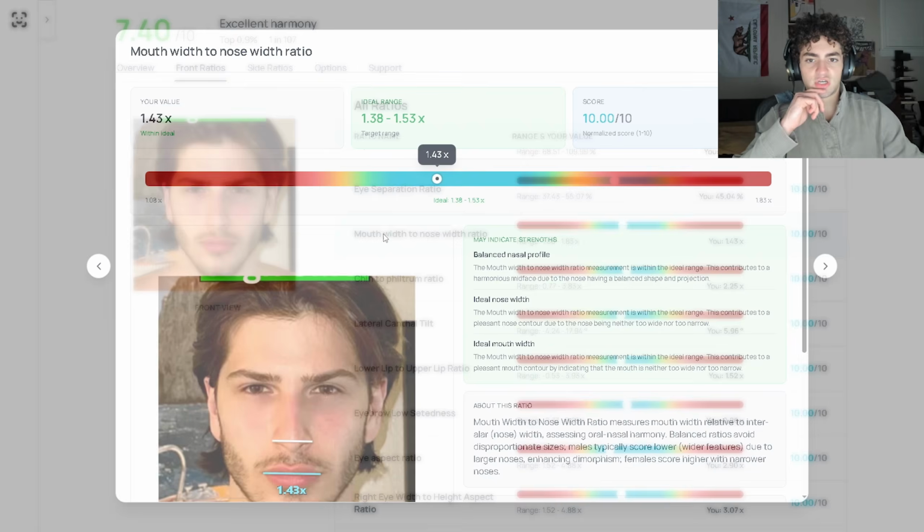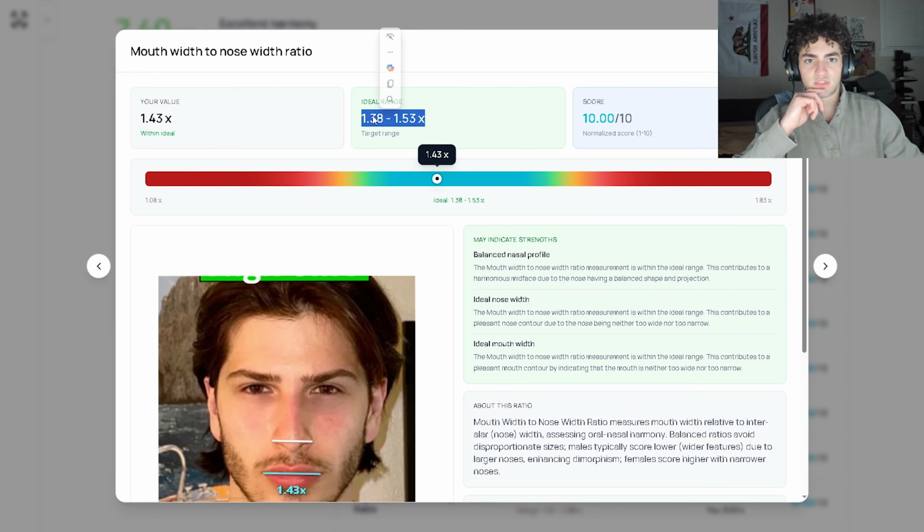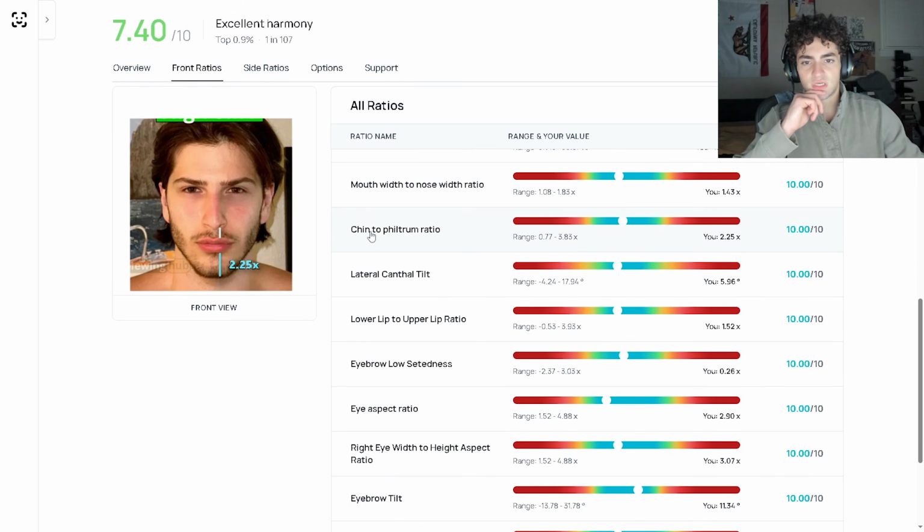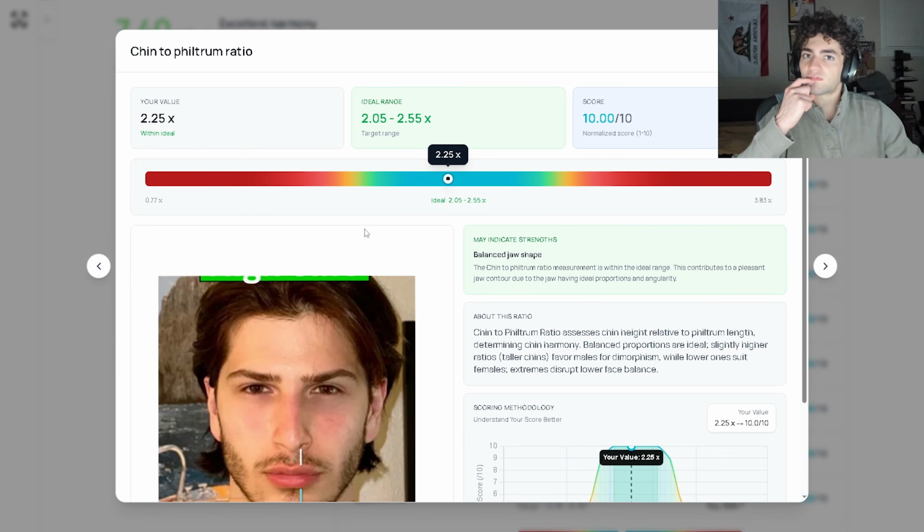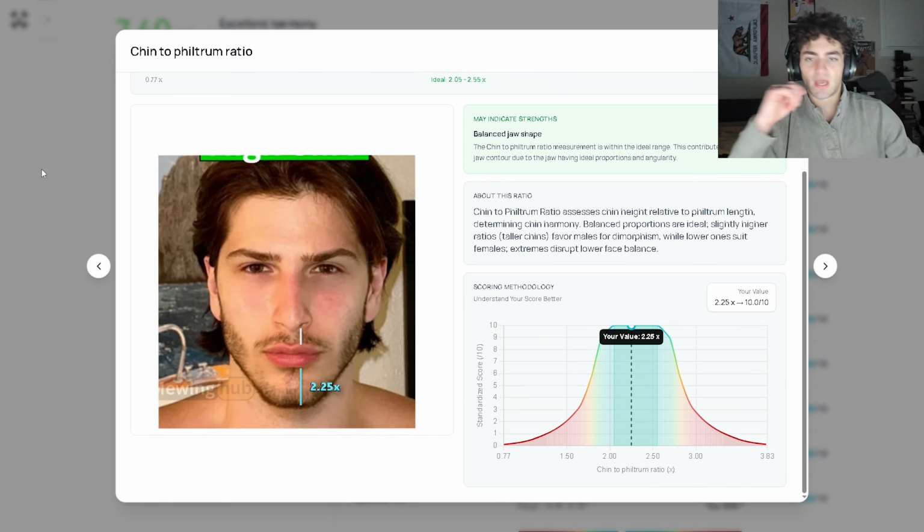Next, mouth to nose width ratio. His mouth is 1.4 times wider than his nose, which is a perfectly ideal range of 1.38 to 1.53. Really good. Very balanced. Chin to philtrum. You want your chin to be 2 to 2.5 times longer than your philtrum. His is 2.25, which is literally in the perfect range, right in the middle. So yeah, good for him for that.